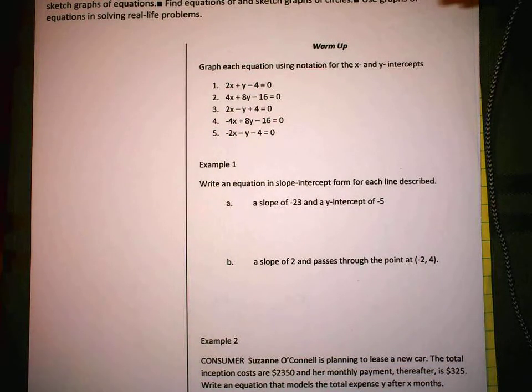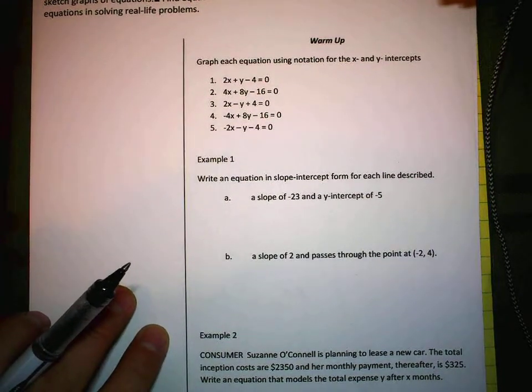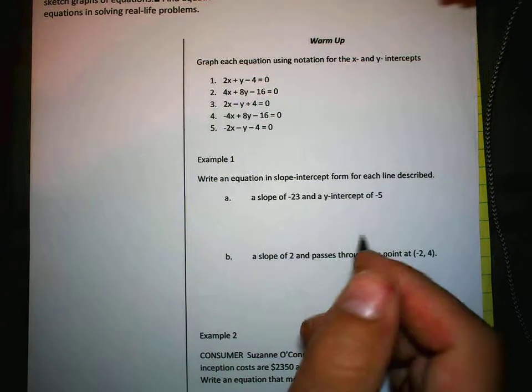Alright, guys. So, warm ups, you're going to practice writing these equations in both y equals mx plus b form and graphing them using the x and y intercepts only. Alright. Example number one is to write the equation in slope-intercept form.